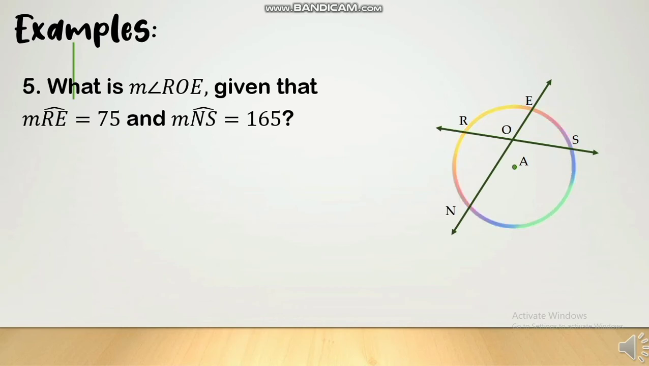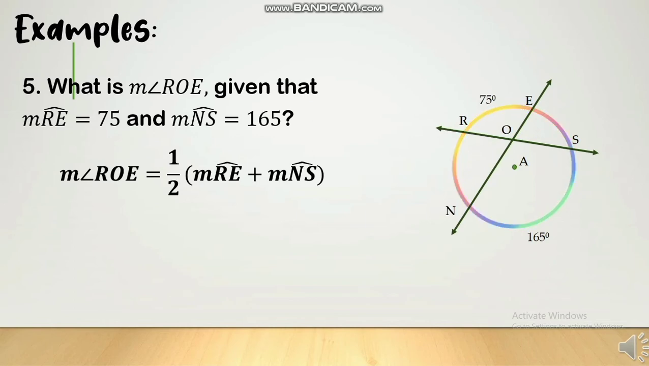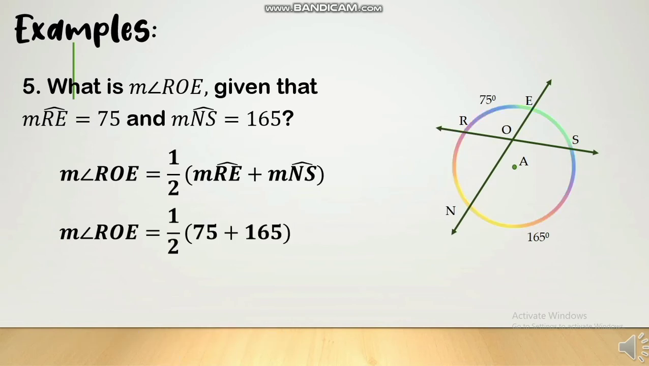So like I said earlier, when the angle is outside, it is always minus. When the angle is inside, it will be plus. So what we do is take 1/2 and add the measures of the two arcs. The measure of angle ROE is equal to 1/2 times the sum of the measure of arc RE and arc NS.